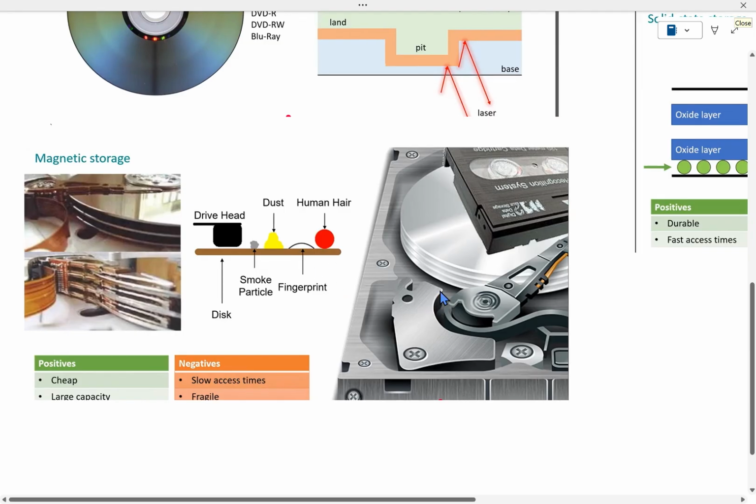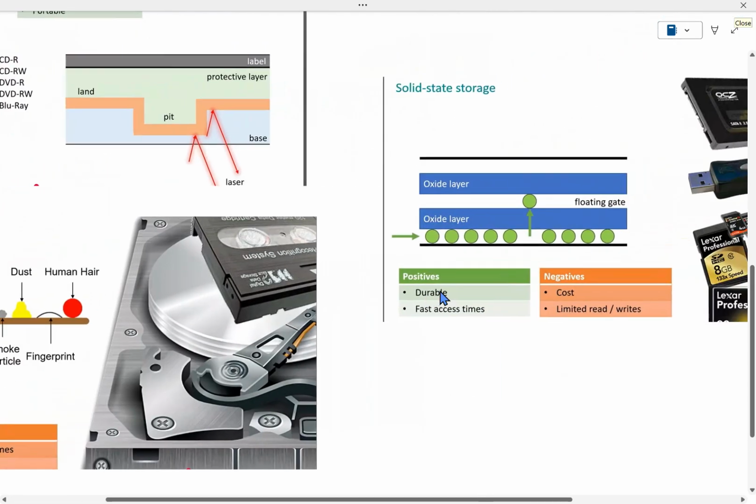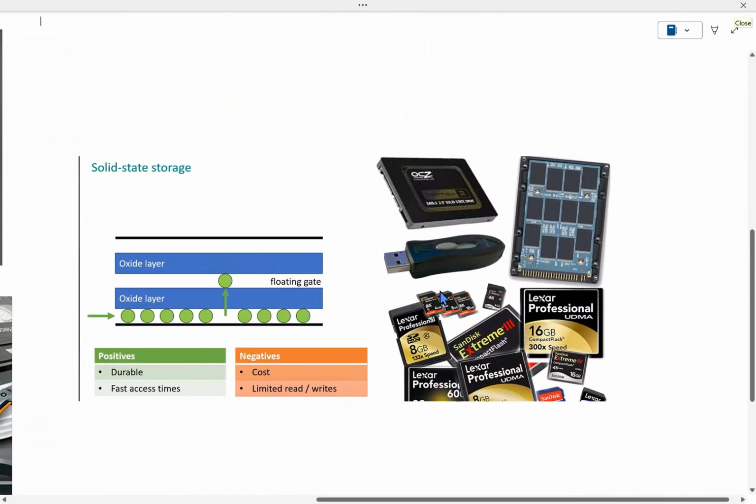For the third and final one, we're going to look at solid state storage. This uses electricity to force electrons, as you can see, into gates, which causes a change in the charge of the gate, which can be measured as a 0 or 1. If there are electrons in this gate, it is a 1, and if there aren't, it's a 0.